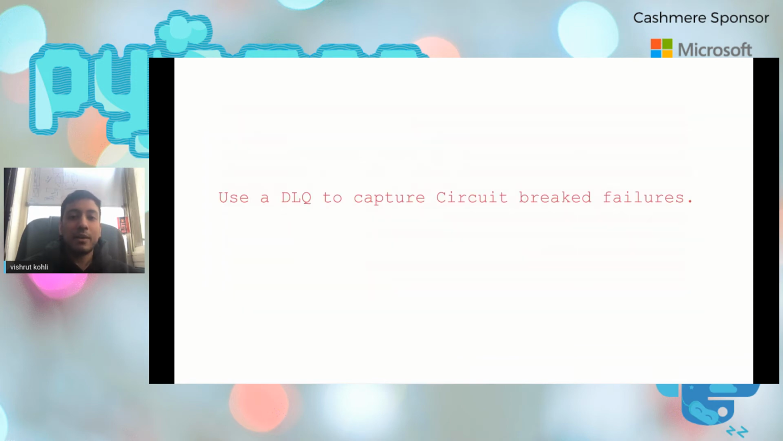And if you want to keep track of all your circuit break failures, you can use a DL queue, or a dead letter queue, to store your failed tasks.